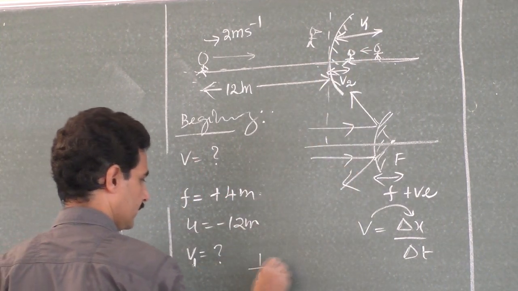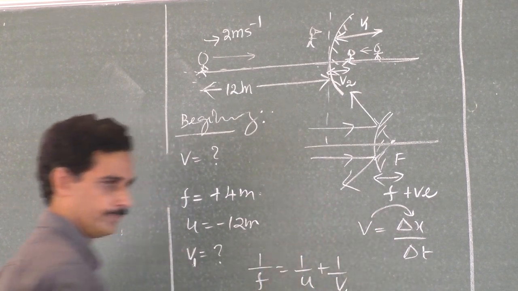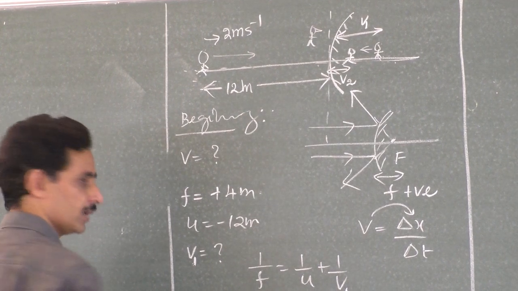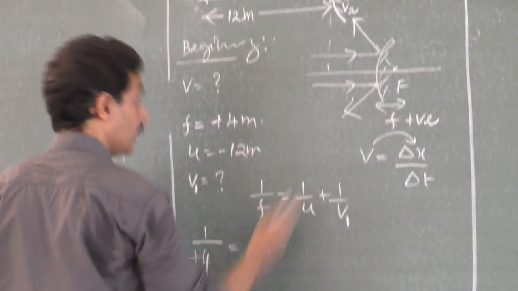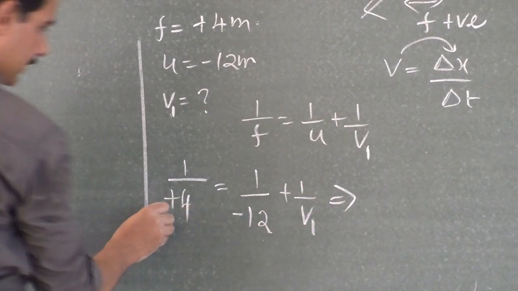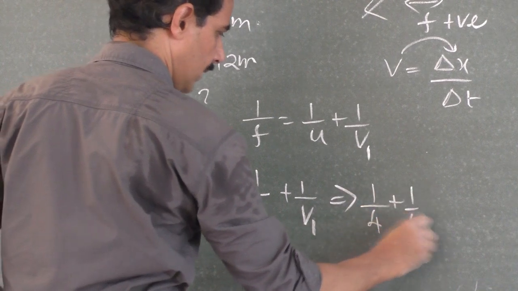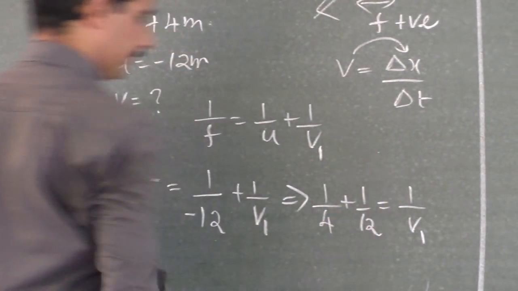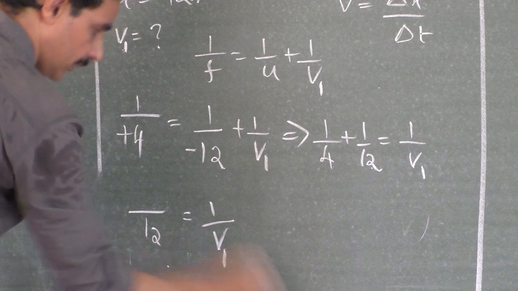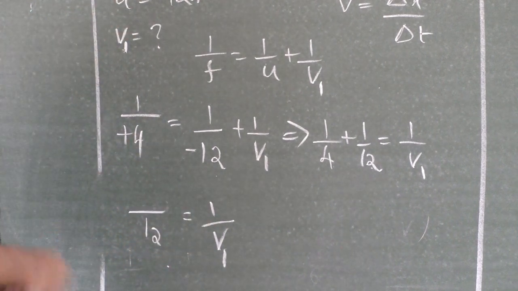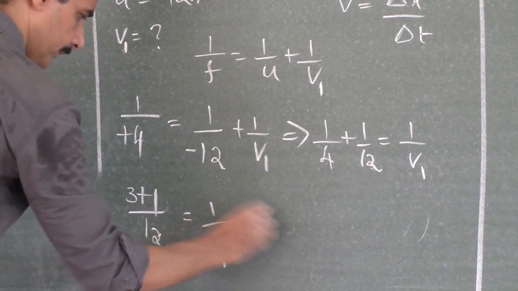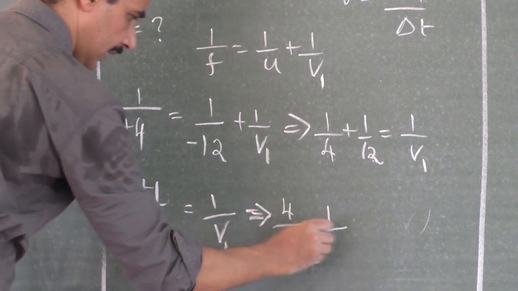You know the formula, 1 by f is equal to 1 by u plus 1 by v1. For the first image distance, what is 1 by f? 1 by positive focal length 4, convex, is equal to 1 by minus 12, the object is on this side, plus 1 by V1. This becomes plus 1 by 4 plus 1 by 12 is equal to 1 by V1. I don't leave the habit of writing 1 by V1. The common denominator is 12, so 3 plus 1 gives 4 by 12 is 1 by V1, and everything is in meters.